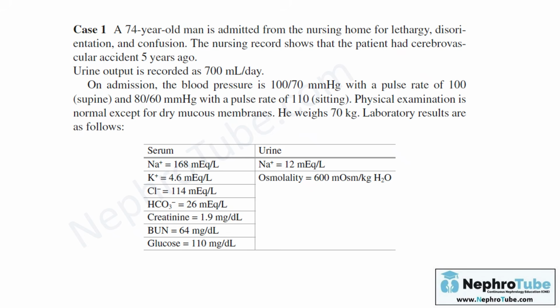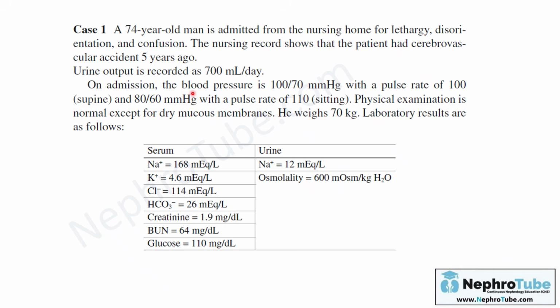Let's start the case, and please respond in the chat box according to my questions. This is a 74-year-old man who is admitted from the nursing home for lethargy, disorientation, and confusion. The nursing record shows that the patient had a cerebrovascular accident 5 years ago. Urine output is recorded as 700 ml per day.